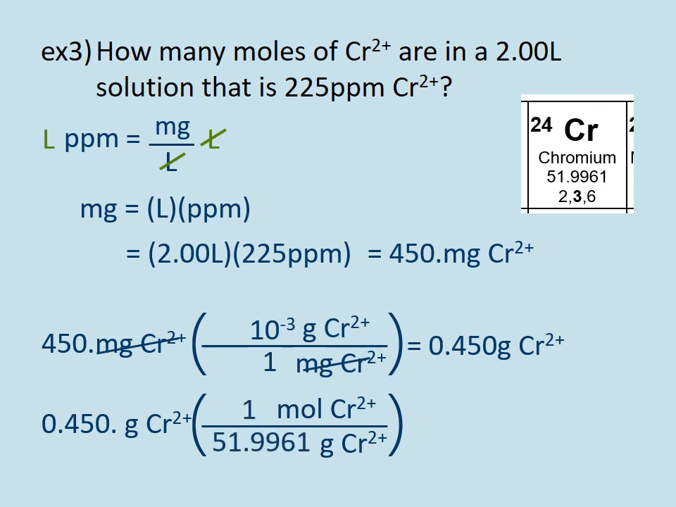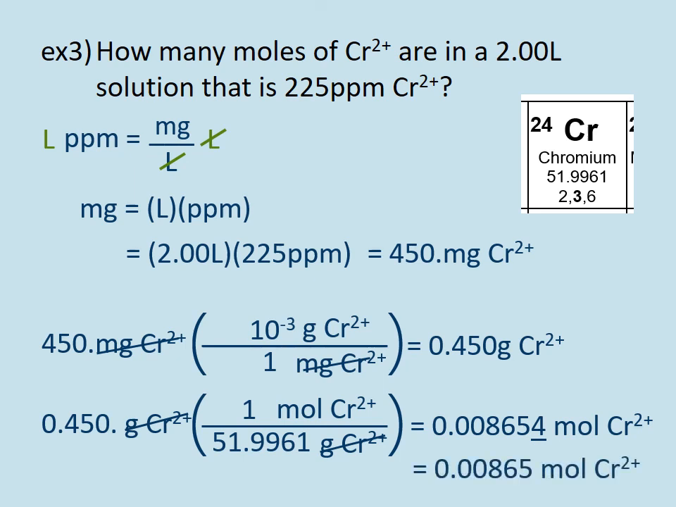So 1 mole of chromium weighs 51.9961 grams. Grams and grams factor out, run it through our calculator, and we wind up with 0.00865 moles chromium-2 ion.